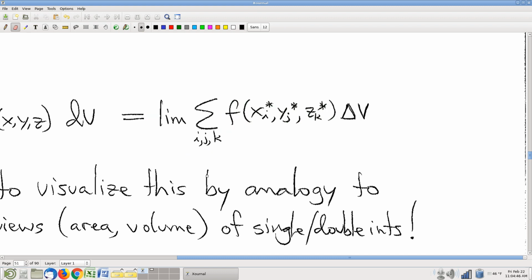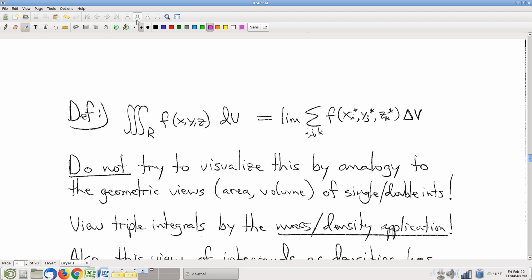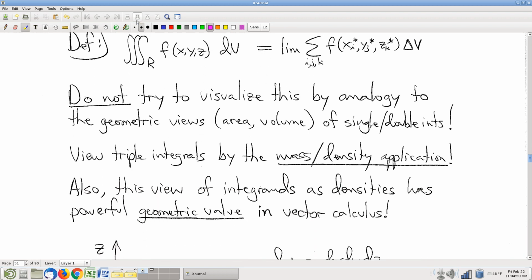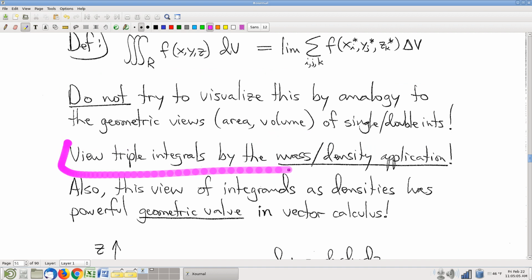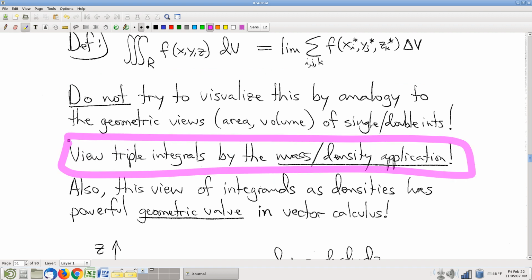Okay. All right. So I've already talked through this bit here. If you take the geometric point of view of area under a curve, volume under a surface, you lose the game at the end. Right? So you gotta let go of that as much as you reasonably can. Think about things from the mass and density application. At least make sure that you can think about integrals very comfortably from the mass and density application.